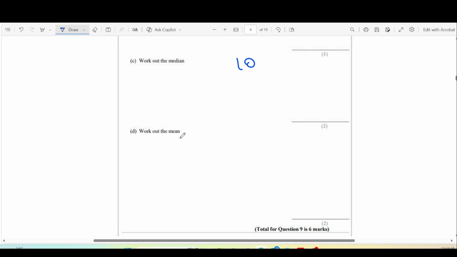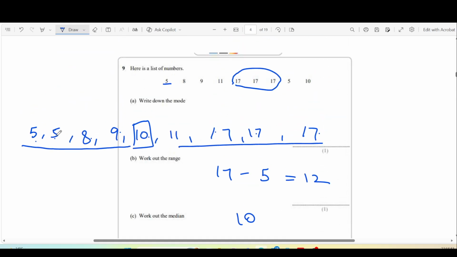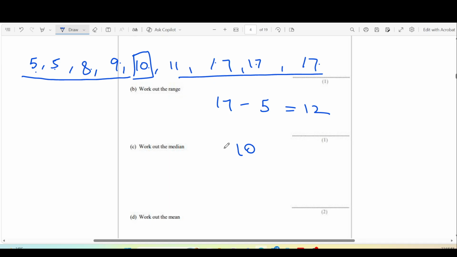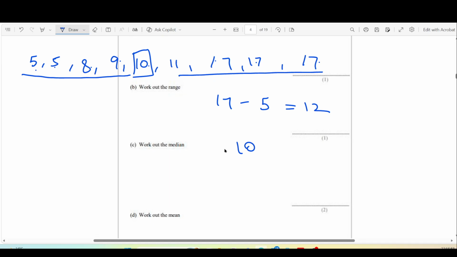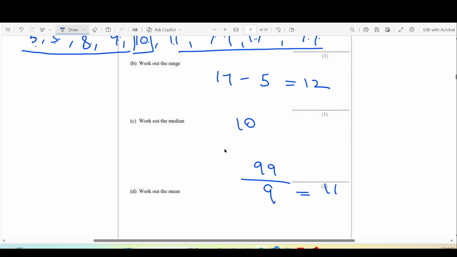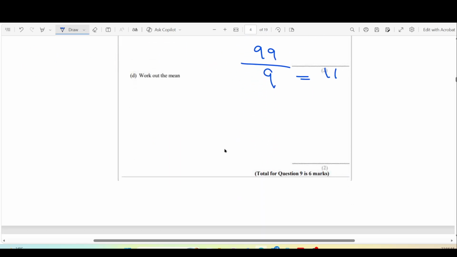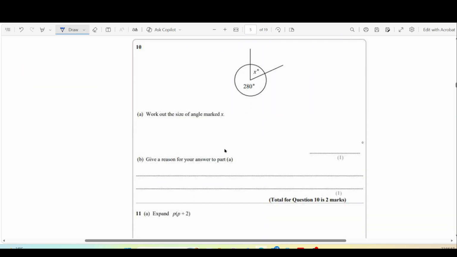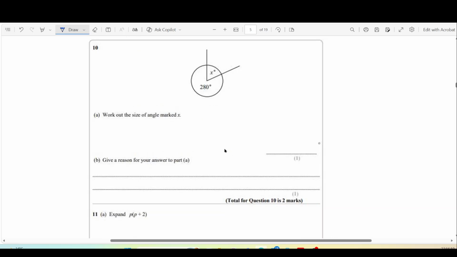Work out the mean. So the mean formula is we need to add all these values, count them, and divide by their number. So if we add all of these values, 5 plus 5 is 10, then if you just plug these in and add all of them, you will get 99. And how many numbers are there? 1 2 3 4 5 6 7 8 9. So divide by 9, you will get 11, and that's your mean. This is also called average. So make sure you know what mean and average is.